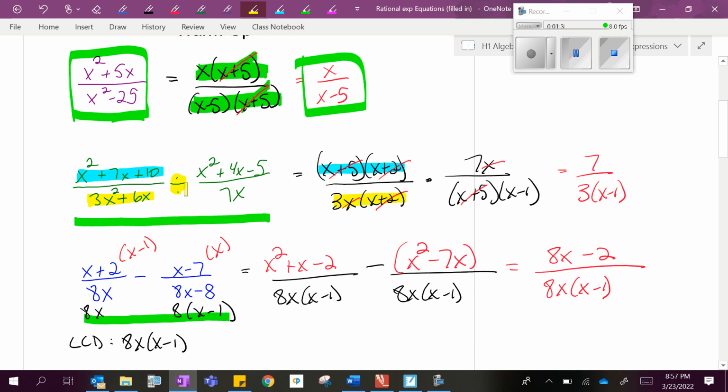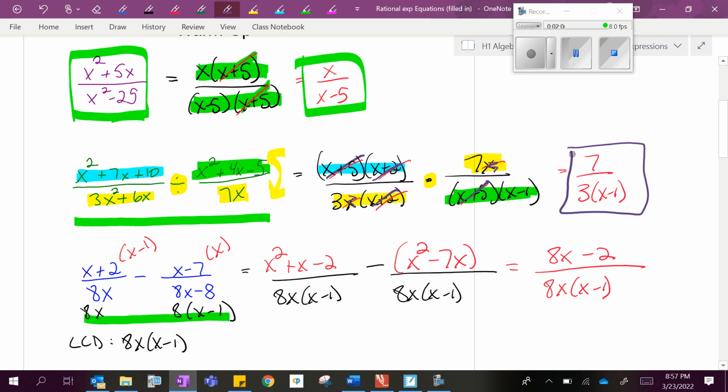I changed the division to multiplication and flipped. So now 7x went to the numerator. I factored the denominator to be x plus 5, x minus 1. And now I began to cancel. So I canceled the x plus 5s, canceled the x plus 2s, canceled this single x with this single x, and I'm left with 7 over 3 times x minus 1.